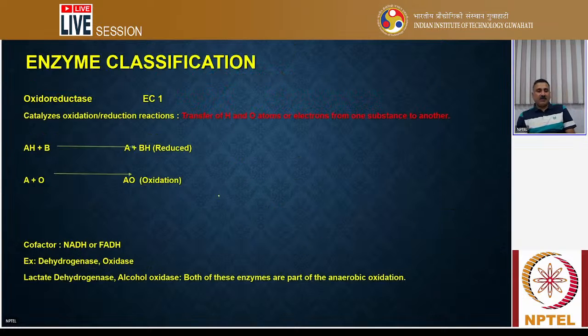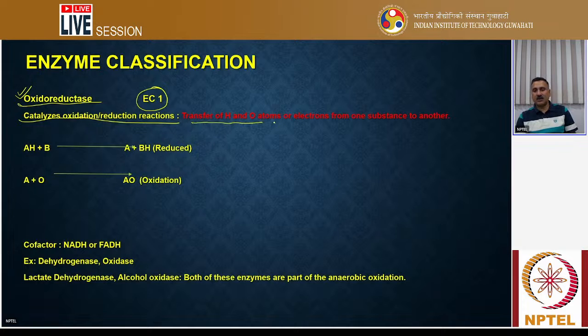Then we also discussed the enzyme classification. This is a simple example of the oxidoreductase, which belongs to EC 1. When we were discussing the enzyme classification, we discussed in detail all the classes, what reactions they catalyze, and what their requirements are. For example, oxidoreductase catalyzes the oxidation reaction, which means it involves the transfer of hydrogen or oxygen atoms and electrons from one substrate to another.